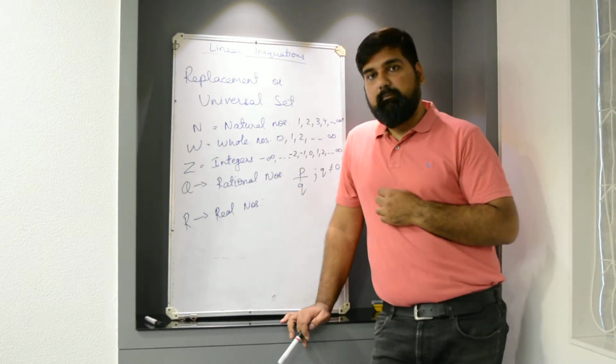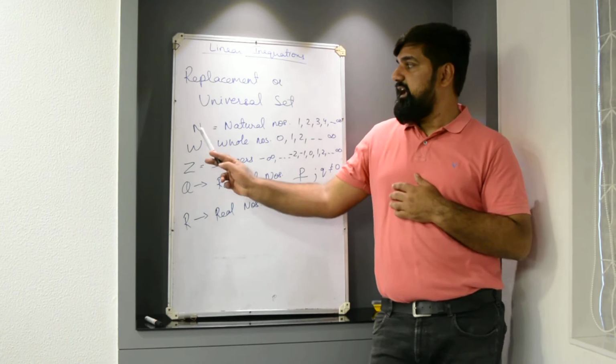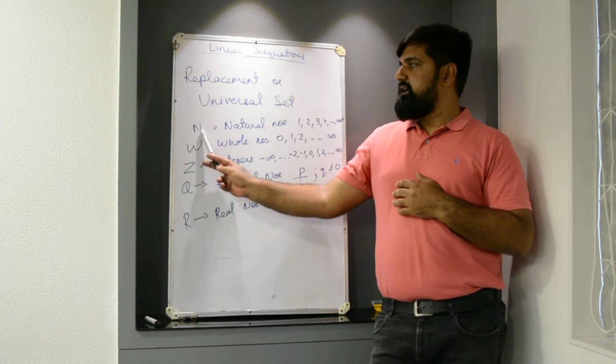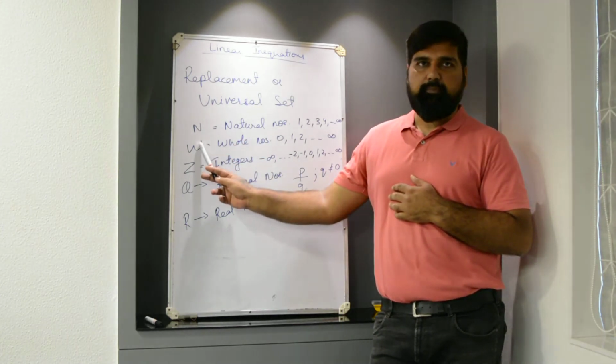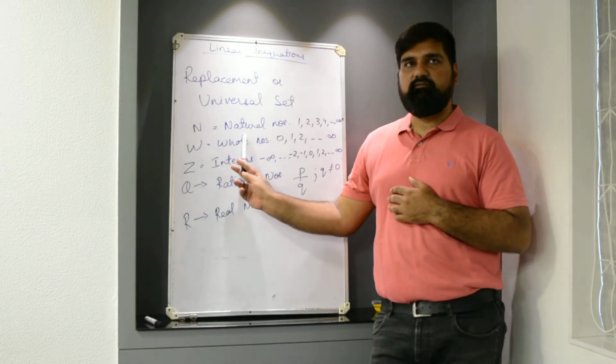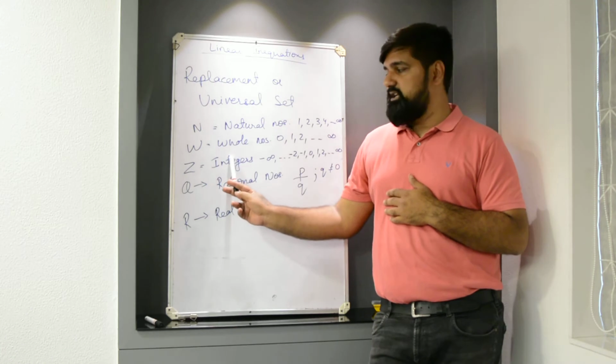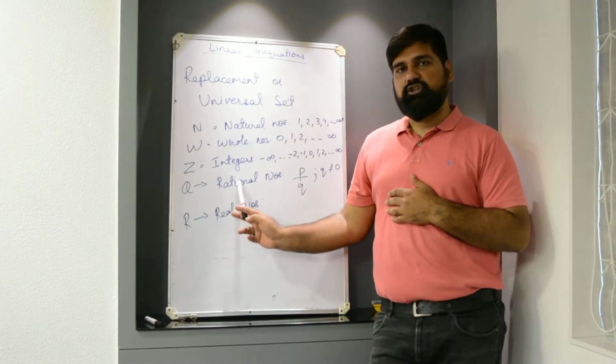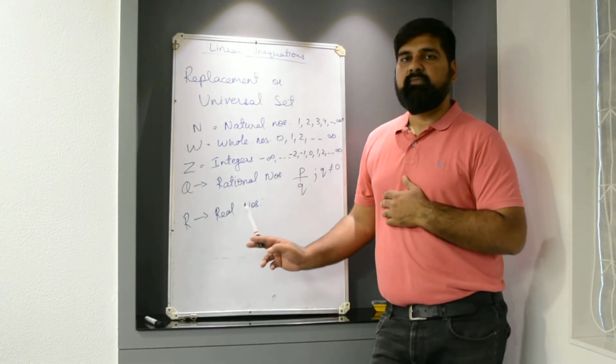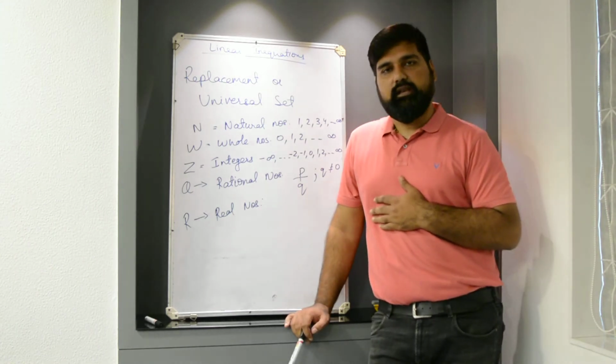By that time you need to be careful: if N is written, that means it is a natural number. If capital W is written, it means it's a whole number, which is 0, 1, 2, 3, 4 up to infinity. If Z is written, it is an integer. If Q is written, it is a rational number, which is of the form p upon q. And if R is written, it is a real number.